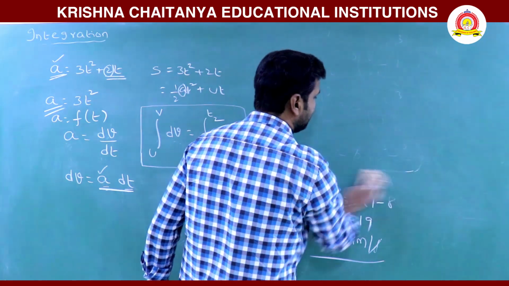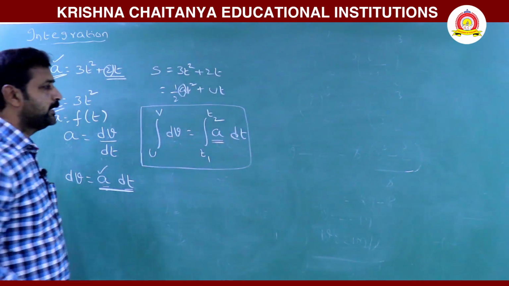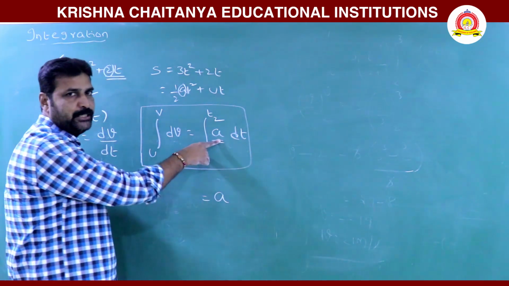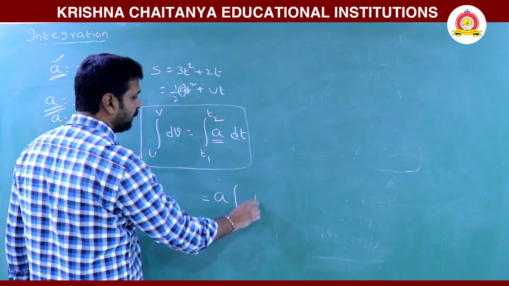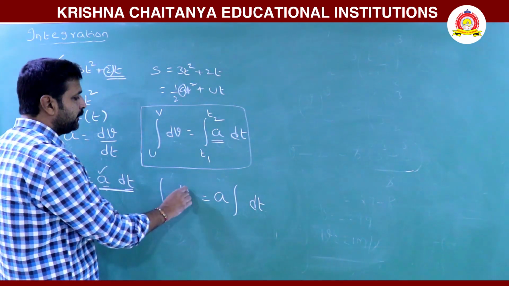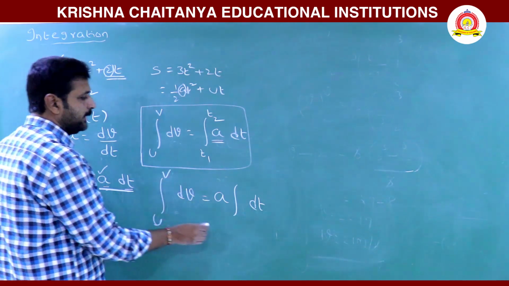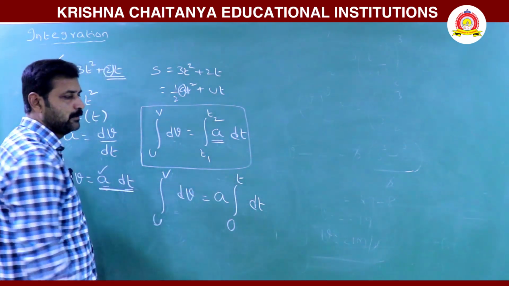So far we discussed that a is not constant. If a is constant, what we are saying? Constants can be taken out of the integration, no need to integrate. Then a is taken out of the integration. This is dt. Here this is dv, u to v. Let us take these time intervals as 0 seconds to t seconds.